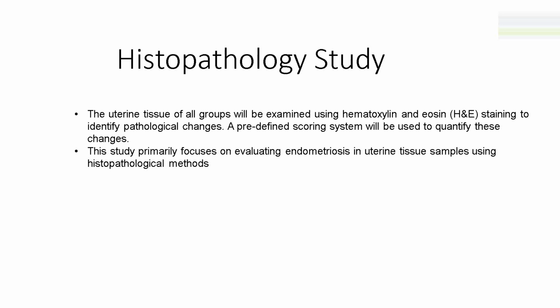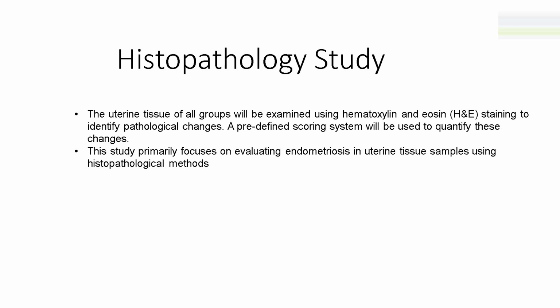Next, histopathology study. The uterine tissue of all groups will be examined using H&E staining to identify the pathological changes. A predefined scoring system will be used to quantify these changes. The scoring system is already available for this, and I will give the reference for the scoring. You can check that. This study primarily focuses on evaluating the endometrium in uterine tissue samples using histopathological studies.